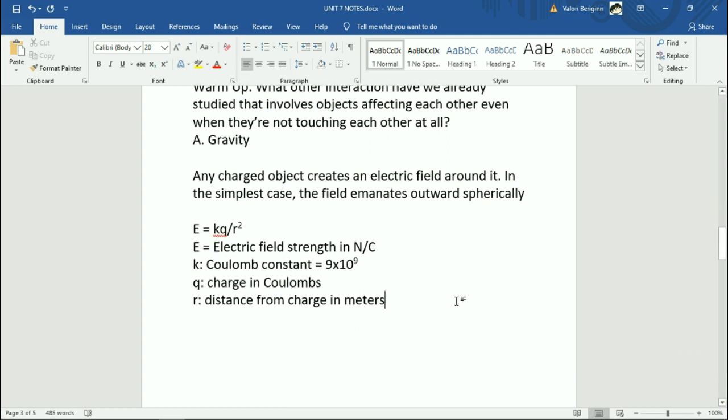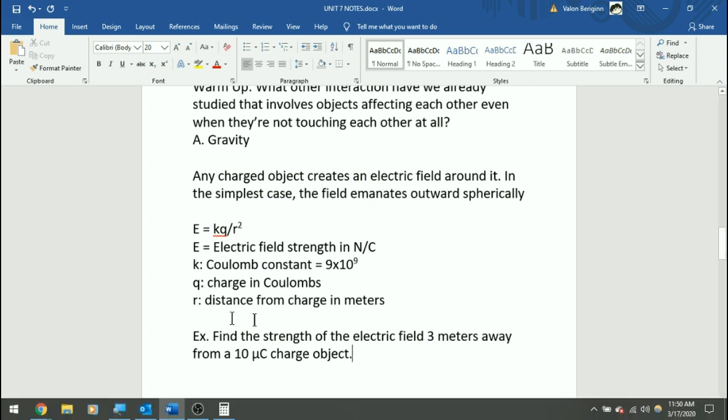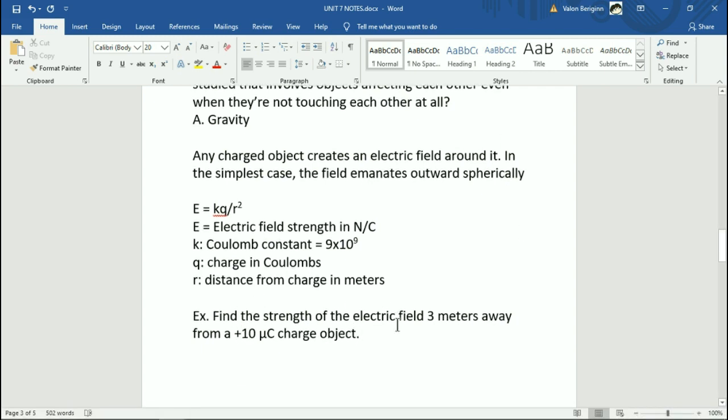Let's see how this works. Let's do an example. Find the strength of the electric field, let's say 3 meters away from a 10 microcoulomb charged object, and let's say plus 10.